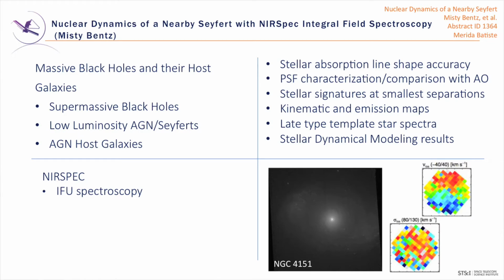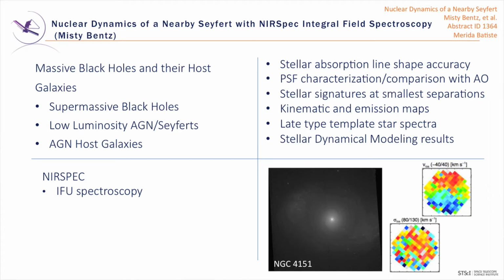Really the power of our observations for the community is that we also have observations of the nuclear dynamics for this galaxy using Gemini NIFS, which is an AO-assisted integral field unit, extremely similar to the NIRSpec IFU. And so that will provide a direct comparison for the community to see what kind of benefits you can get using the NIRSpec IFU in comparison to Gemini NIFS.